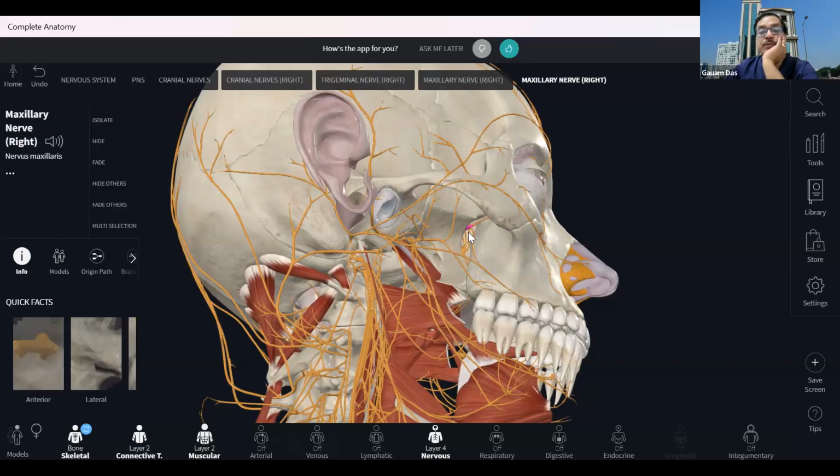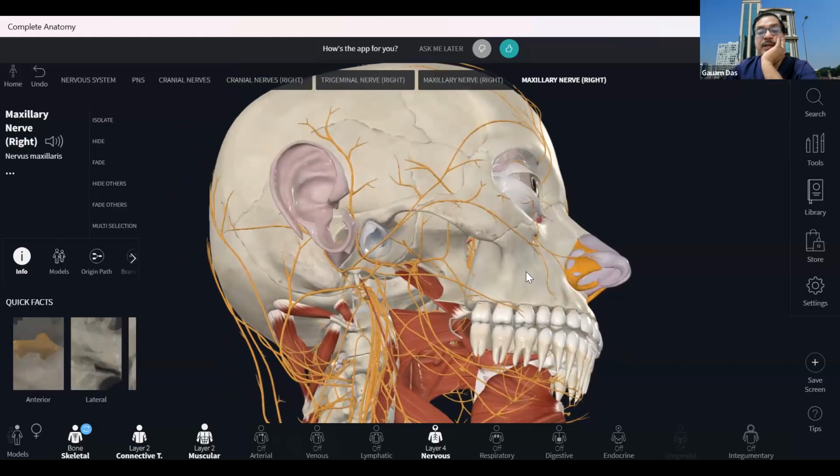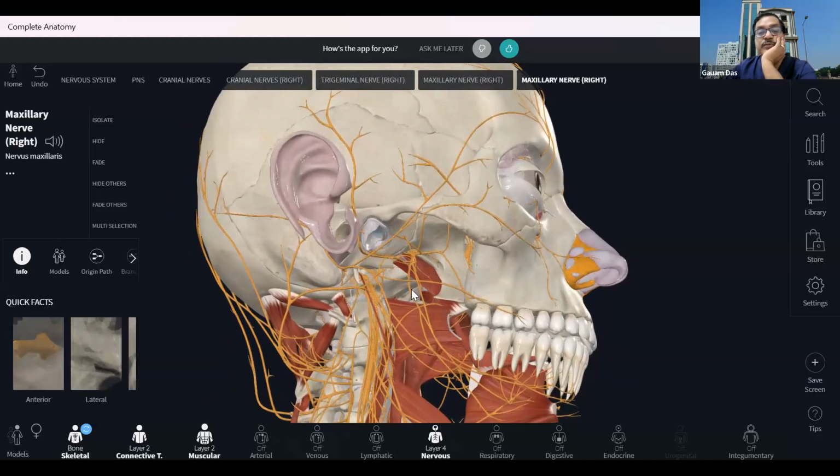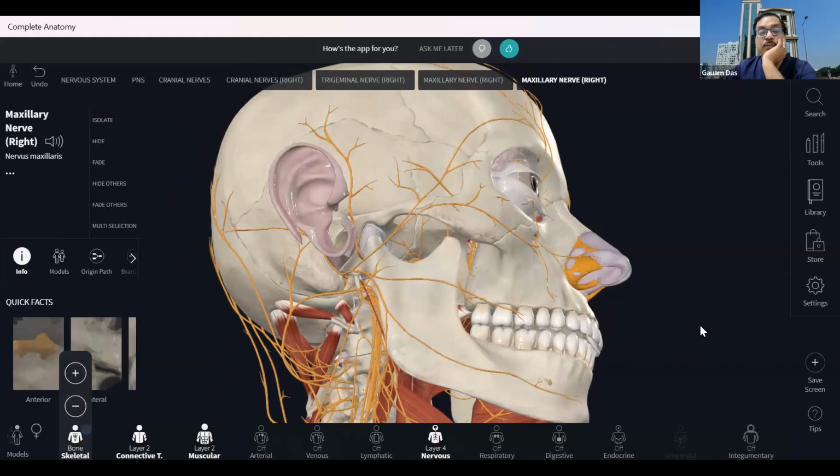If you wish to go for the maxillary nerve block, you have to identify this bone, and go anterior to that. If you are going to block the mandibular nerve, the maxillary nerve is getting divided here, so you have to go posterior to that. By that way, we can do the maxillary and the mandibular nerve block.